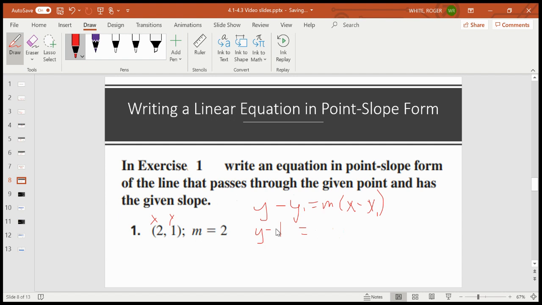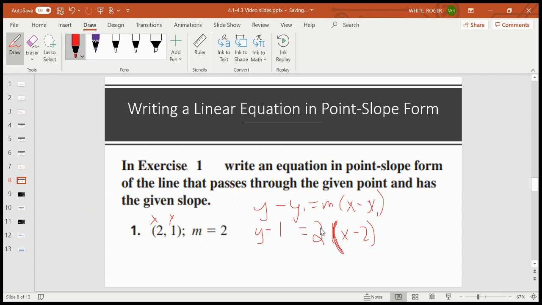That slope in this case is 2. And then we have x, and then the opposite of the x value, which is minus 2. So that would be your equation in point slope form. Now we can expand this, which we're going to do in a few slides.